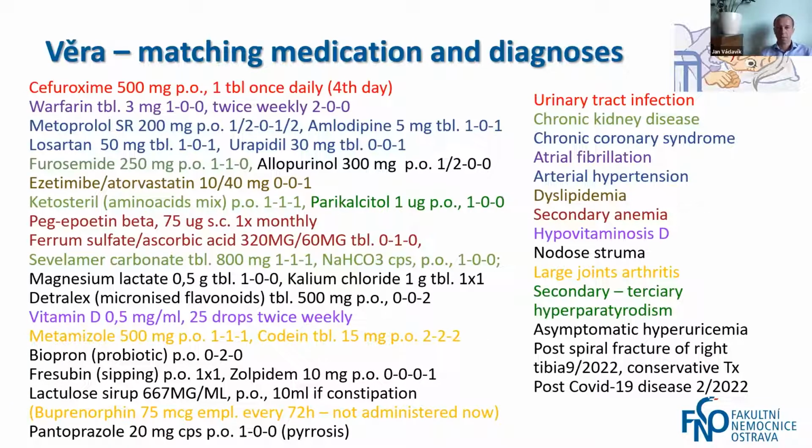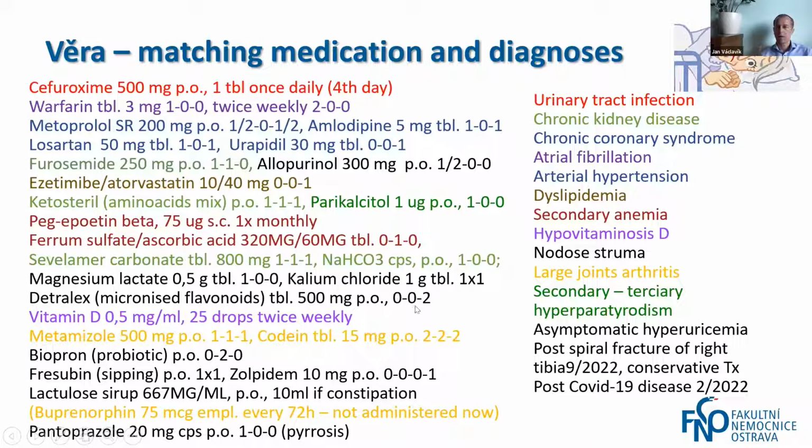In our head, we usually match the medication with a particular diagnosis. So I matched it here in colors: antibiotics, warfarin for atrial fibrillation, then antihypertensive drugs for chronic coronary syndrome. In the green are drugs for chronic kidney disease, in the darker green, drugs for hyperparathyroidism, and in brown, drugs for anemia. Also, she has vitamin D, she has analgesics.